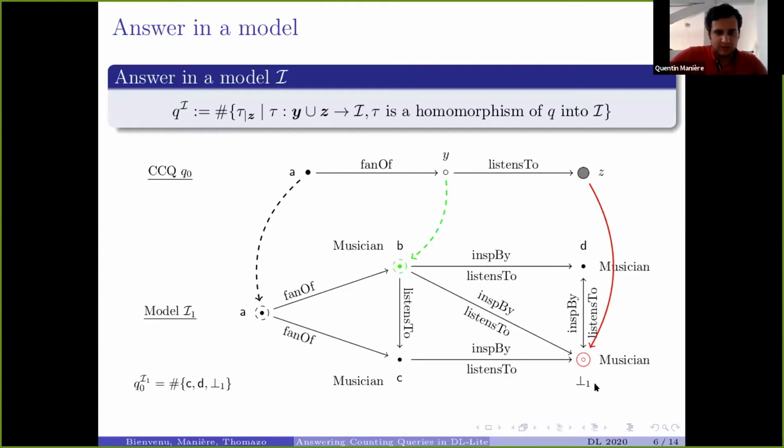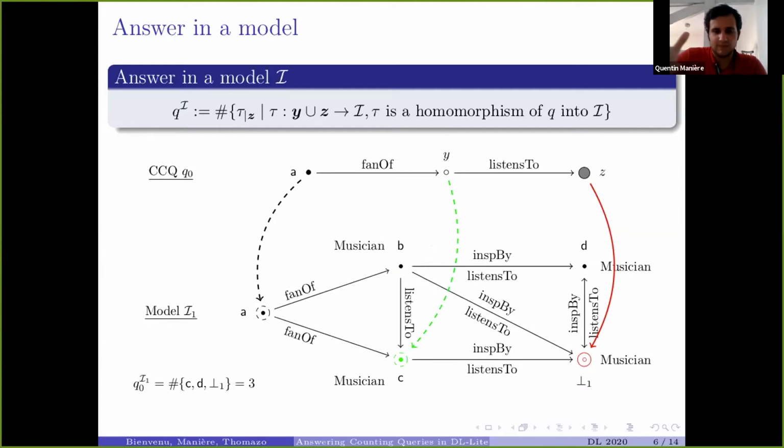So I'll consider it. And here's an example of y being, since y is an existential value, here you can see that there is another homomorphism allowing to reach this anonymous element with the variable z. But since y is an existential value, it doesn't change our answer, which is in this model 3.